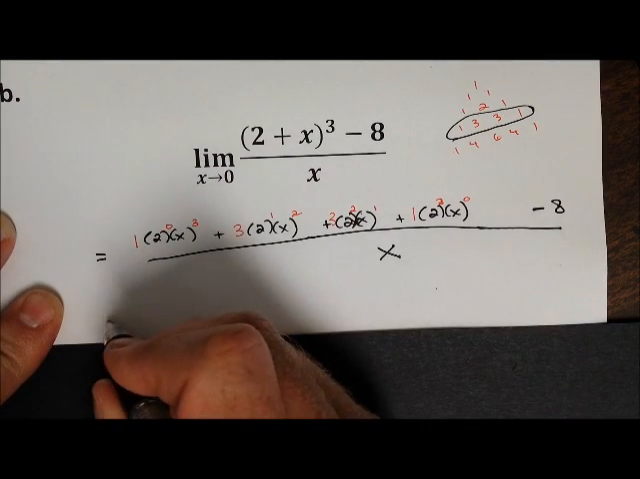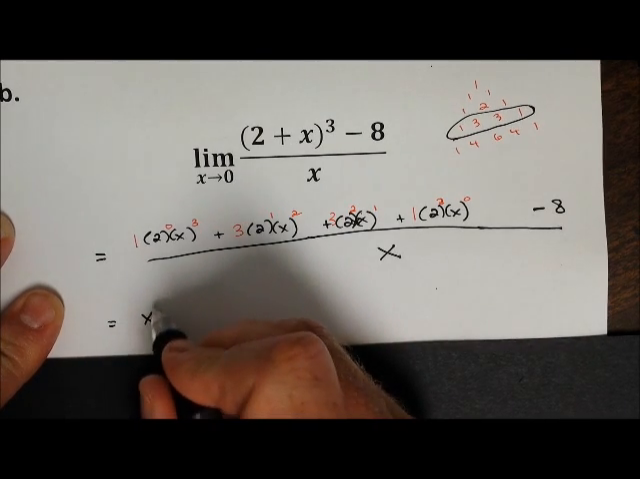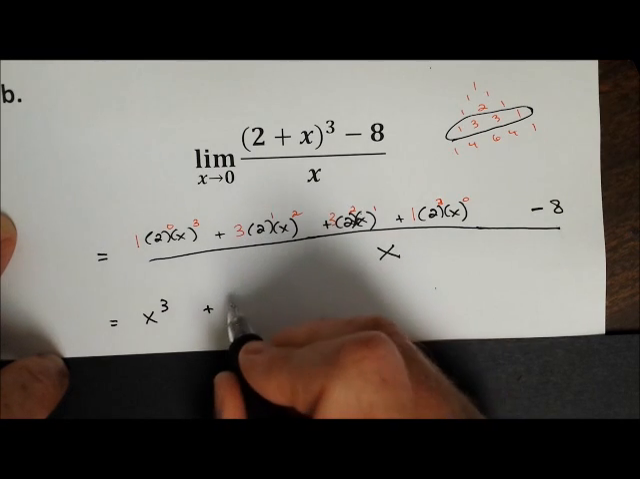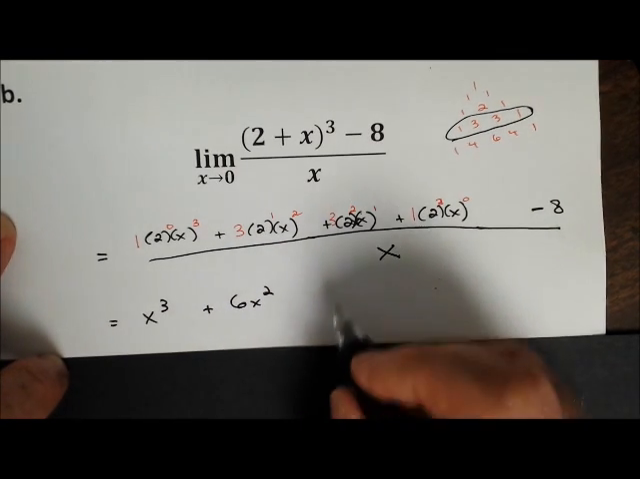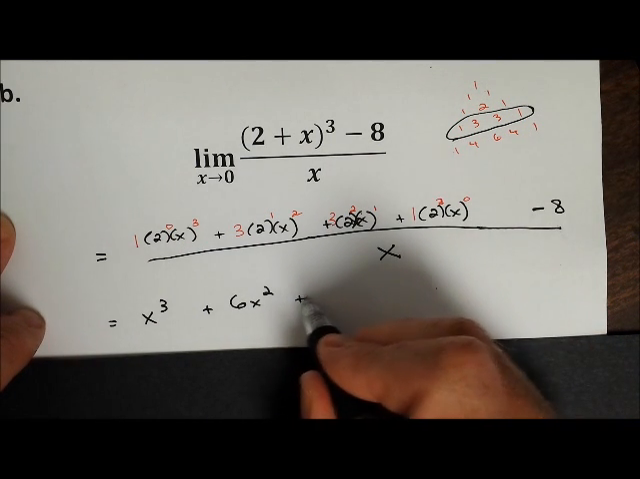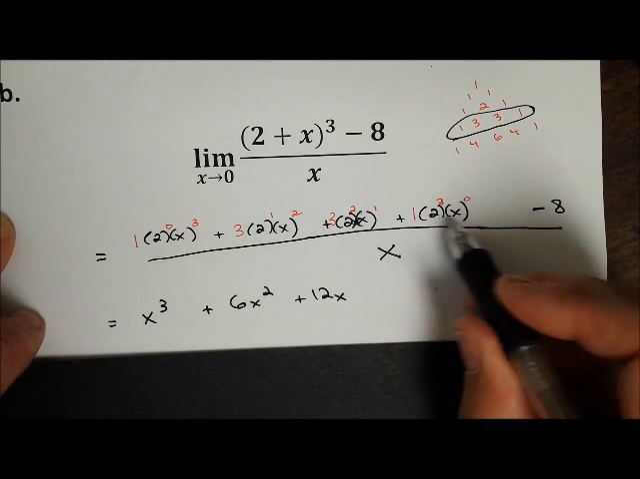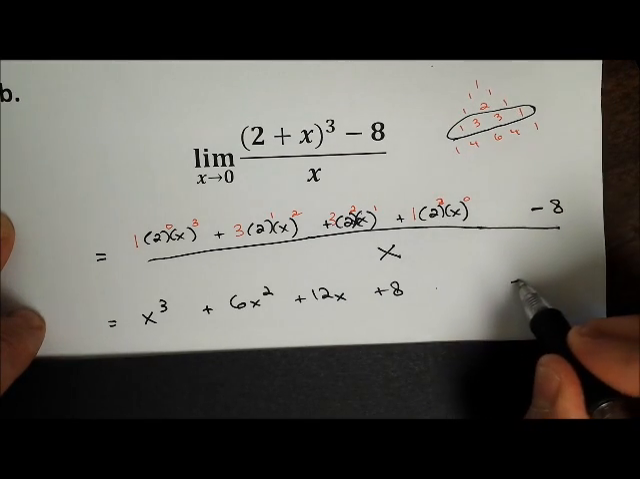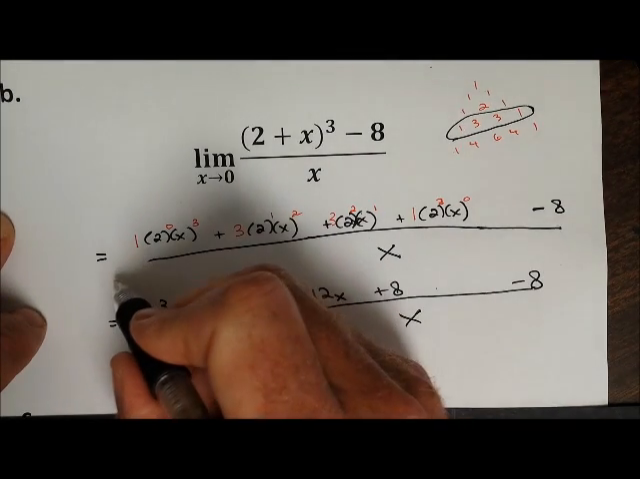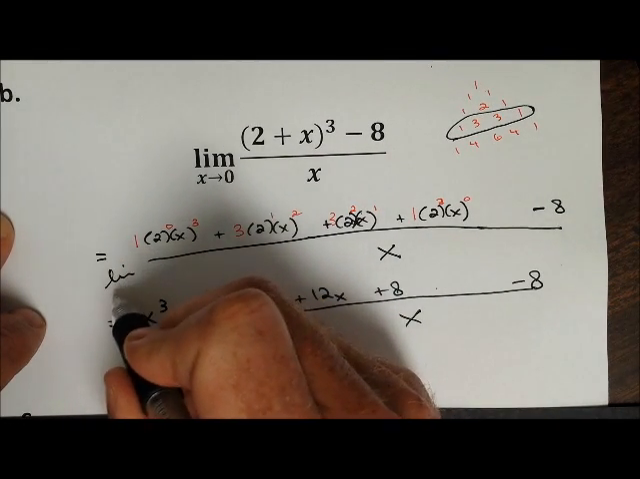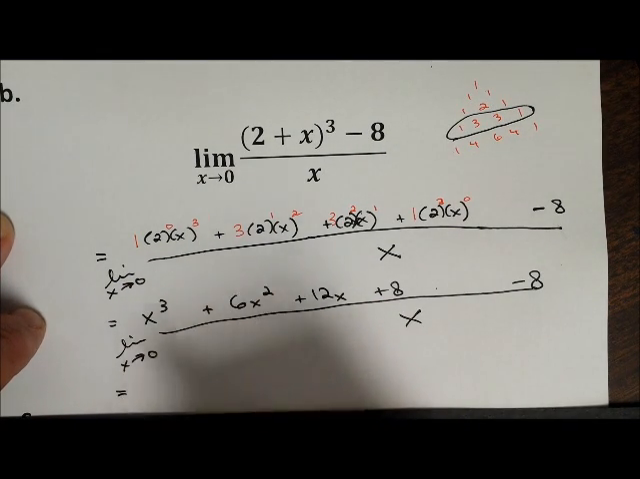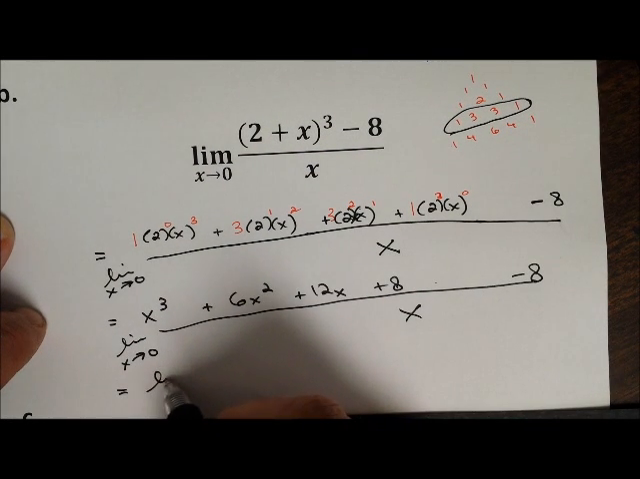Alright, so as we simplify this, we'll have x cubed plus 2 to the first times 3. We're at 6x squared. We're at 4 times 3, which is 12x, and then 8 plus 8. Then we have this minus 8 over here, all over x. Technically, I should still have my limit notation here, so I'm going to get that in to make it proper. Okay, and I'm going to remember it this time.